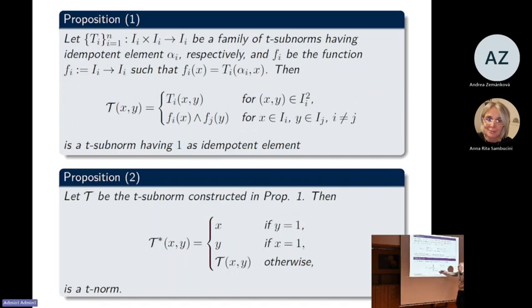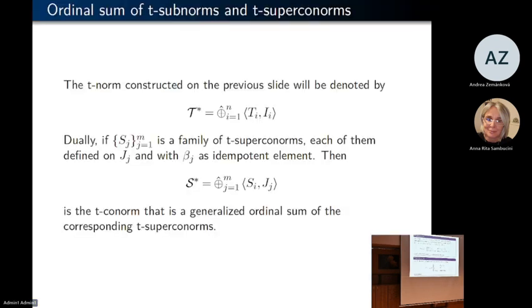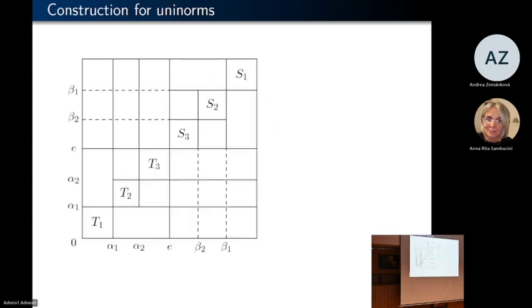And of course, when we change the values on this here for one, then we get a t-norm out of this t-subnorm. So this is well known. So this is just notation for this ordinal sum of t-subnorms and dually for t-superconorms. And now we proceed to construction for uninorms.